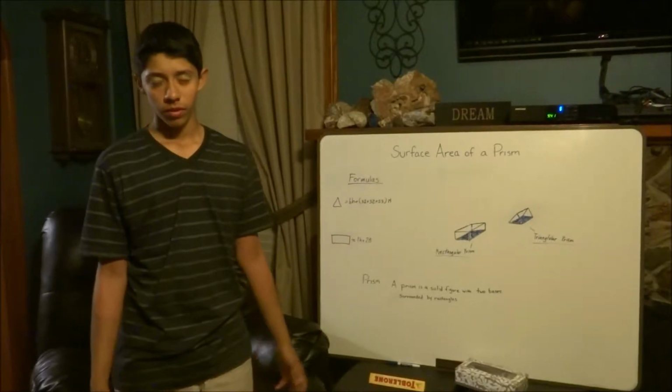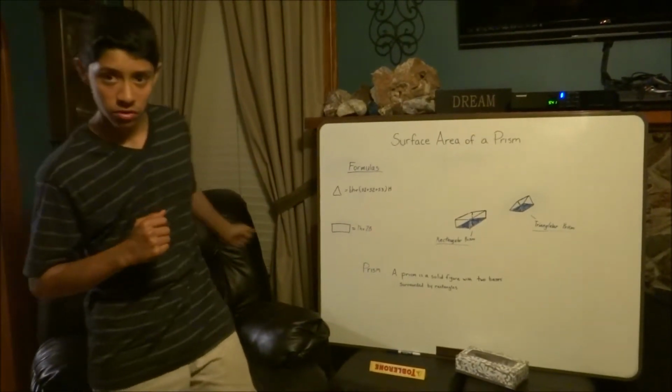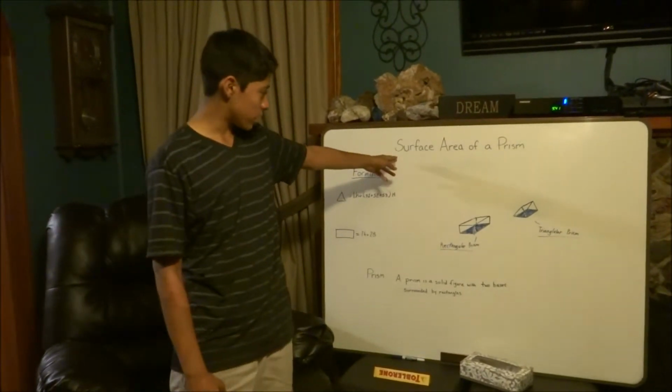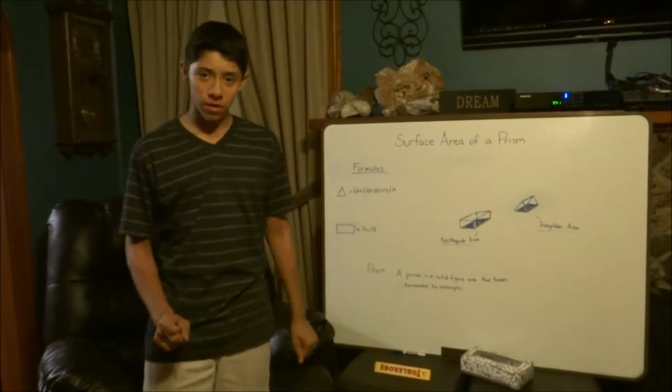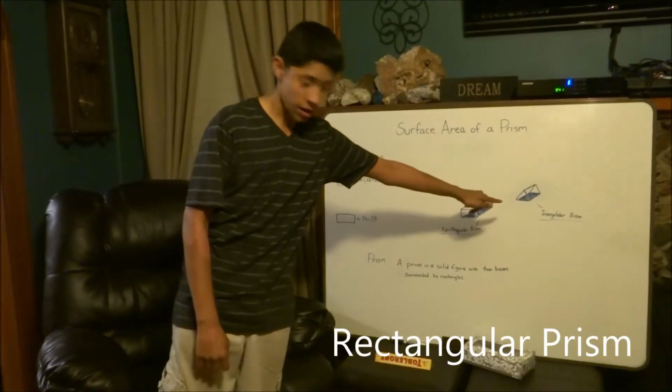Okay. Well, I am going to be teaching you how to find the surface area of a prism. This background's a little boring for you guys, so I'm just going to change it. Okay, so hello again. As you can see, we have a more colorful background. As I mentioned earlier in my video, I will be teaching you how to find the surface area of a prism. The two prisms I will be using today are a rectangular prism and a triangular prism.